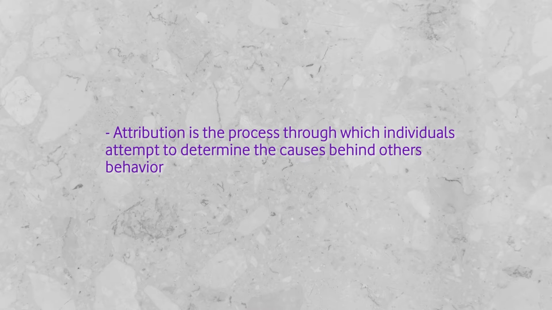So let us say you perceive a person to be short-tempered, but in attribution, you give a judgment. That means, why do you think that the person is short-tempered? That's the difference between perception and attribution, as attribution goes one step ahead of perception. Typically speaking, attribution is the process through which individuals attempt to determine the causes behind others' behavior.